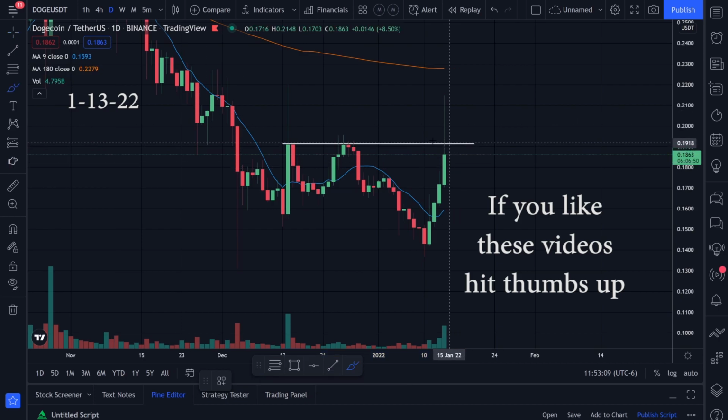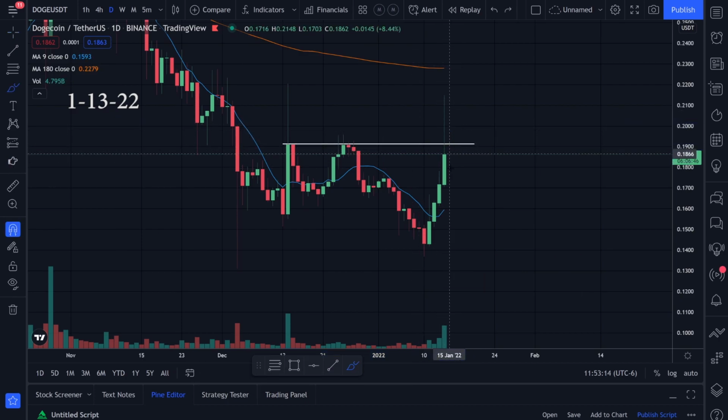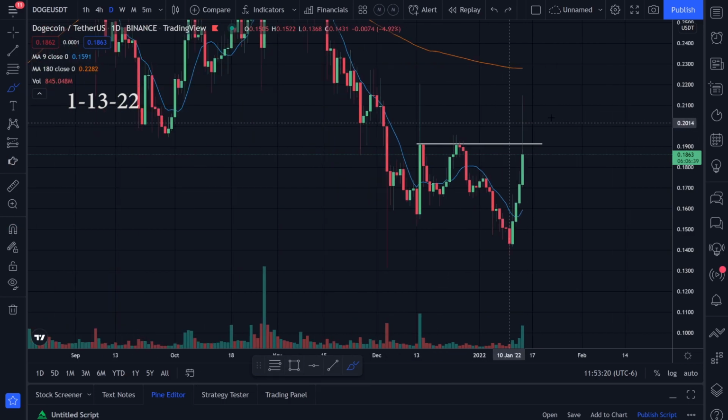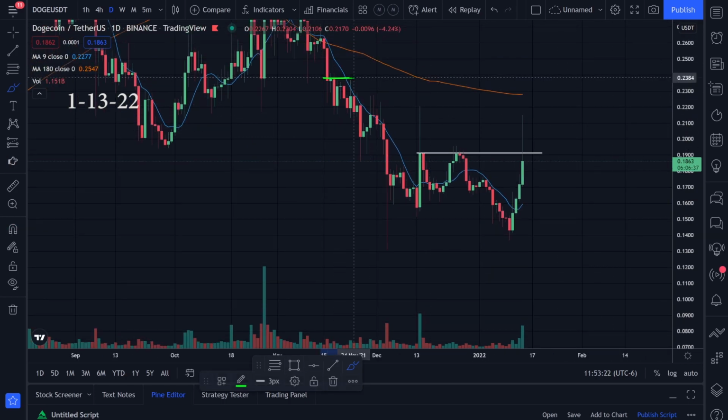If we could break this trend line right here going to the upside, close above it with this daily candle, and then the next candle continues to move up, then I'll be looking at the next resistance, maybe up here, sitting at around 0.23. The other level I was looking at is this 180 moving average right here at around 0.22.